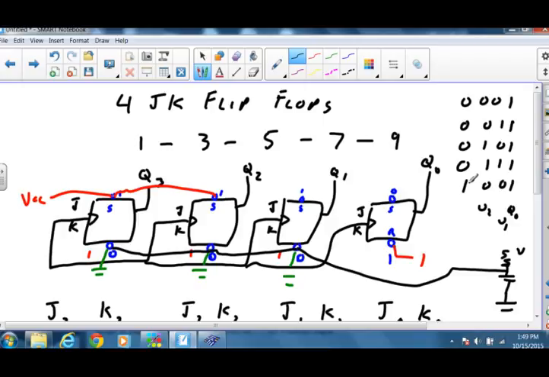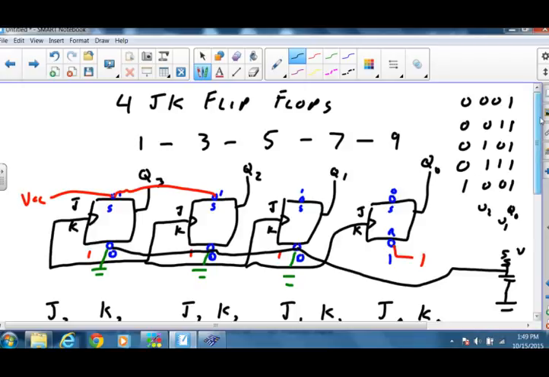1, 3, 5, 7, 9. If I can't have a 1 to begin with, so I've got to have a 1 to begin with, and then all my sets and resets have to go high in order so that I don't interfere anymore with the counting. Okay, so that's what I'm going to do.